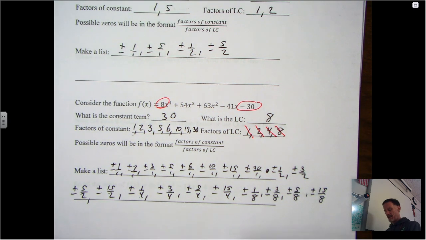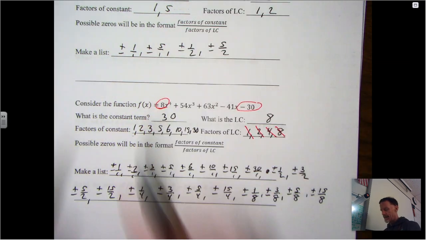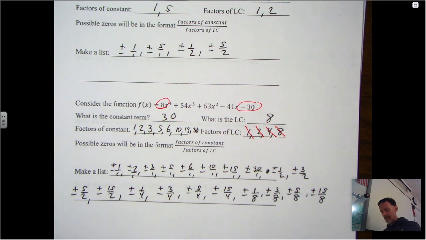Now that is a lot of numbers. I ain't gonna lie. There's a lot of things to check. And when we do the next step, we are going to see how we can use these lists to see what is a factor and hopefully get down to where we can find all of the roots of a polynomial.